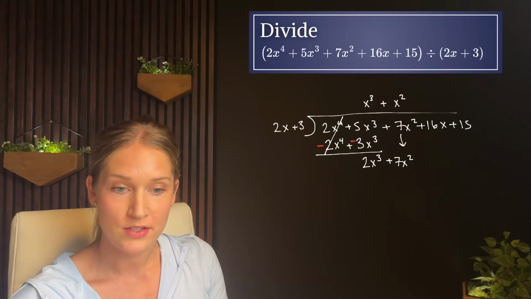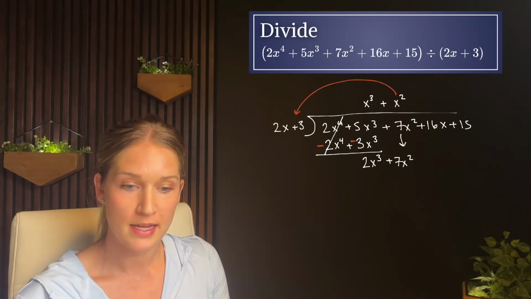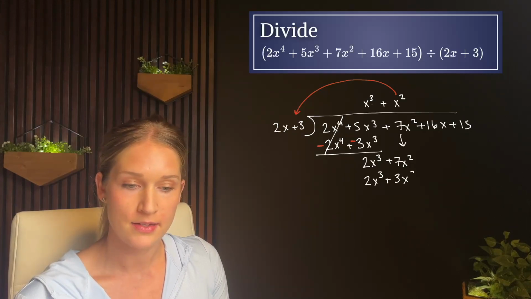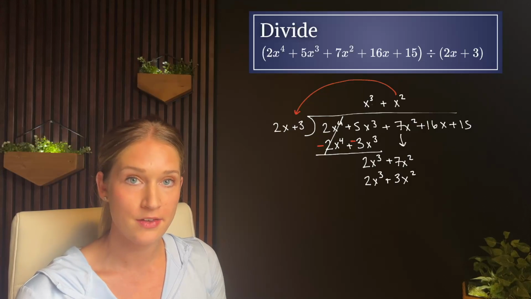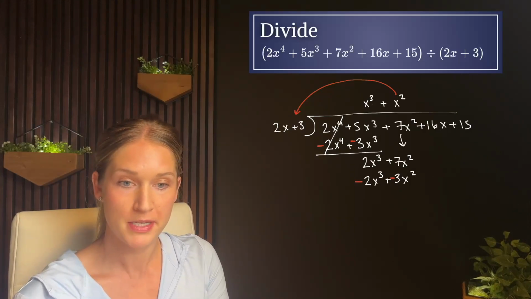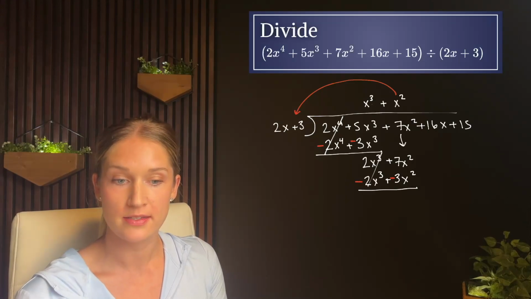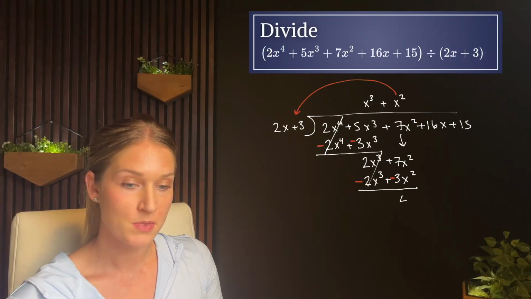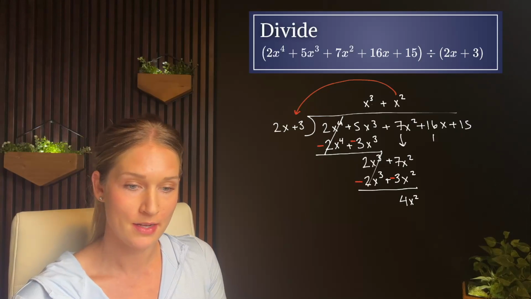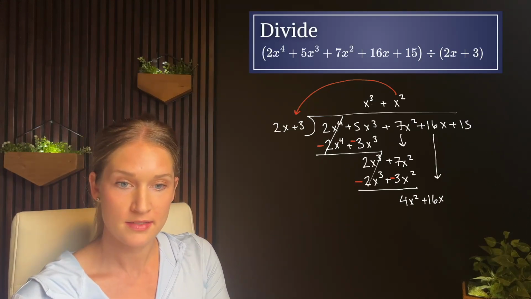I now take that x squared and I distribute down. When I multiply, I get 2x to the 3rd plus 3x squared, and I subtract everything in that row. So I distribute my negative to both pieces and then add down. 2x to the 3rds cancel. 7 minus 3 gives me 4x squared, and then I bring down my next term. And I repeat the process.